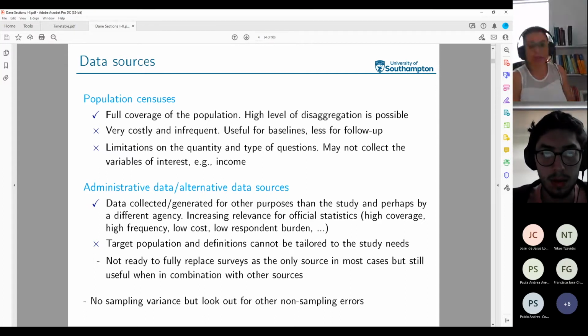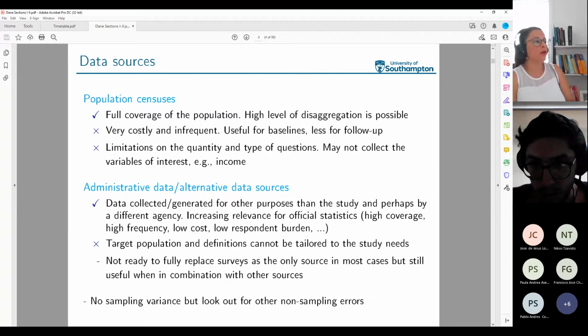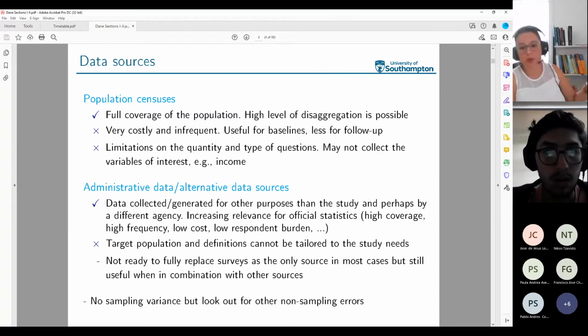Administrative data is data that has been generally collected or generated, sometimes just generated automatically, so I wouldn't say that it was collected, but collected or generated for other purposes than the study. So you are going to reuse data that has been collected for a different purpose. You're going to use data that doesn't necessarily belong to the National Statistical Office, that doesn't belong to DANE, but certainly belongs to the Minister of Health or DIAN or any other organization, perhaps for different purposes than the study and perhaps by a different agency.